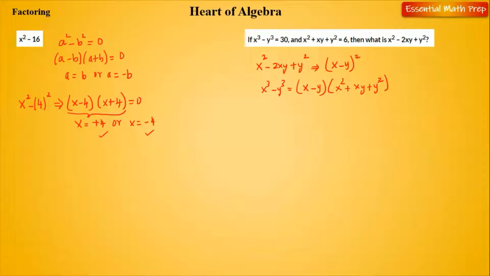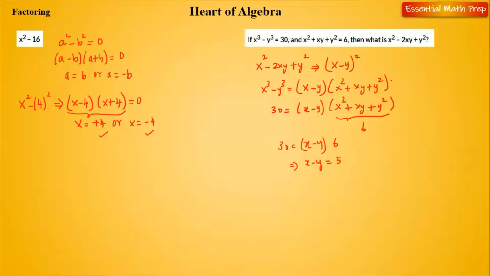So now we know that x cubed minus y cubed is 30. So it's 30 equals (x minus y) times (x squared plus xy plus y squared). So this whole term is nothing but 6. So (x minus y) times 6 equals 30. Therefore, x minus y equals 5.